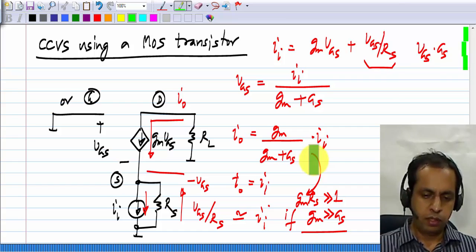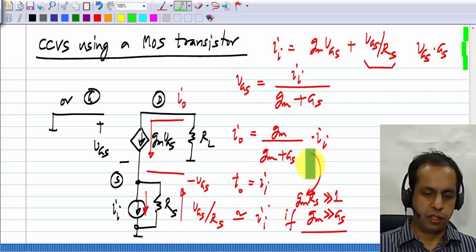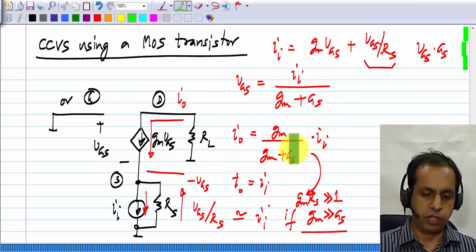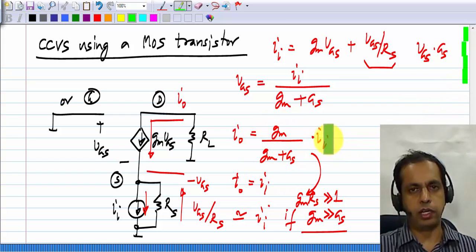So this is a pretty simple linear circuit. I am assuming you can analyze that. If you didn't get this answer, please go back and analyze this. This is extremely simple. You will find that I naught is GM by GM plus GS times II, and it's very close to II if GM is much more than GS.